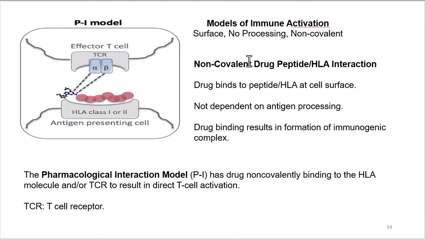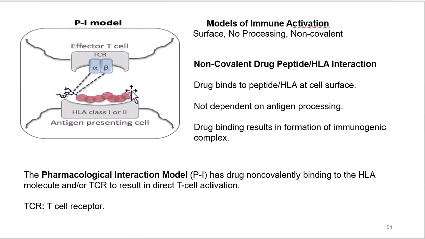It happens on the cell surface. That's what's key here. It's happening on the cell surface. So the drug never has to enter the cell. It just has to basically piggyback and somehow seep its way into the groove and associate with the peptide and not disturb the T-cell MHC interaction. So this is a minimalist approach.